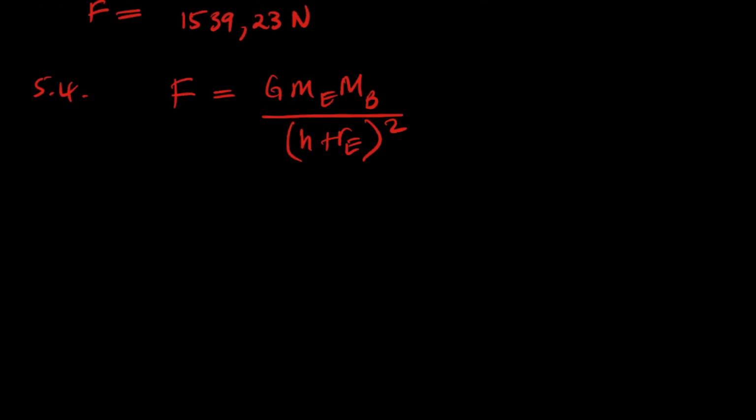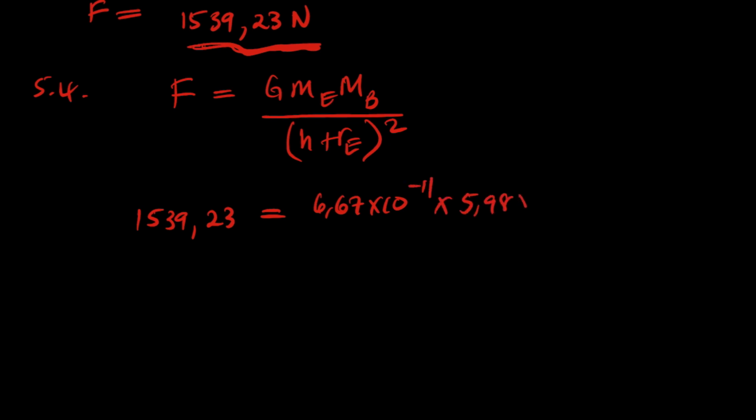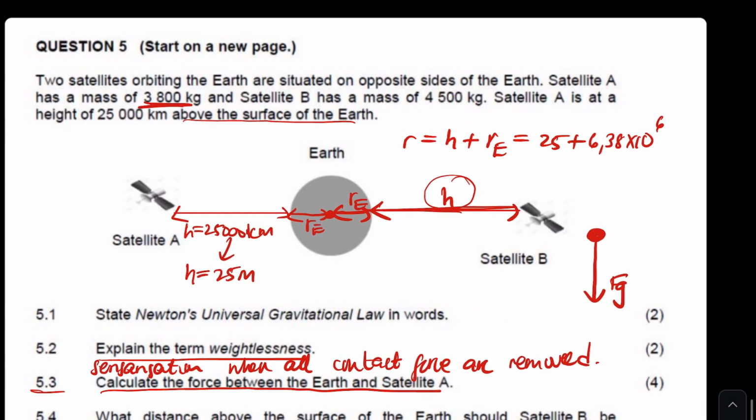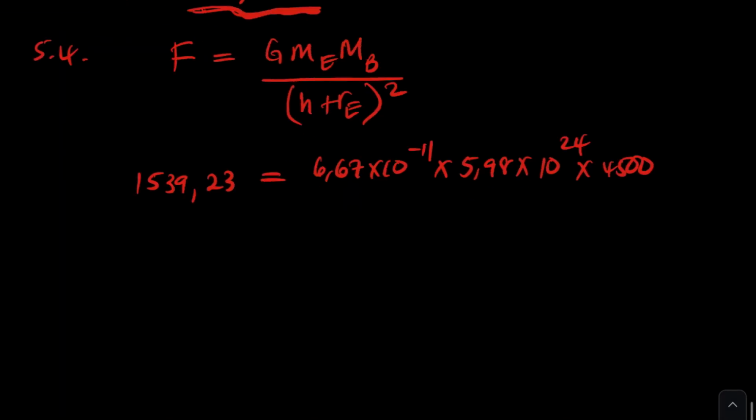We're going to substitute this force, because it needs to be this force. What will be the distance if it has that force? So we have to substitute it. 1539,23 equals 6.67 times 10 to the power negative 11, times the mass of the earth, that's 5.98 times 10 to the power 24, and times the mass of satellite B, it was 4,500. Let me double check. Mass of satellite B is 4,500, right?